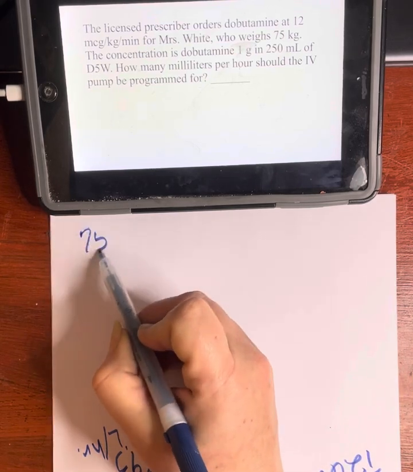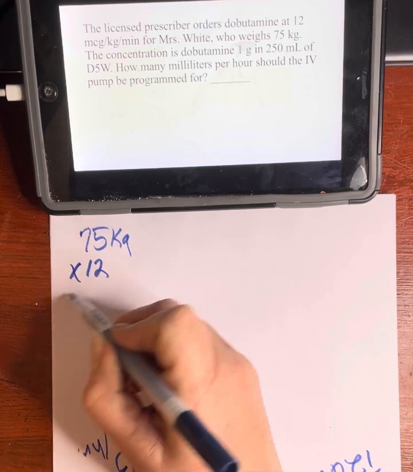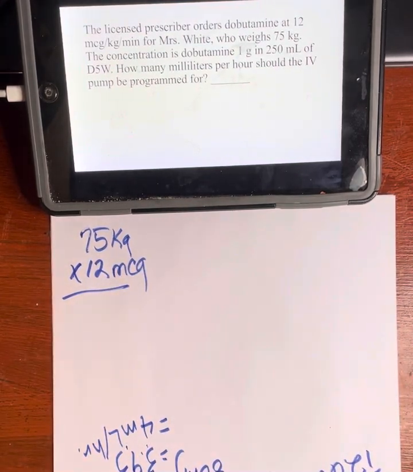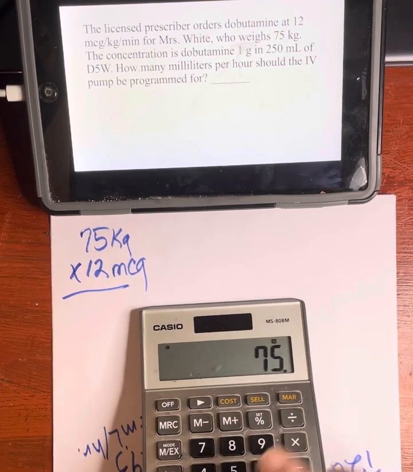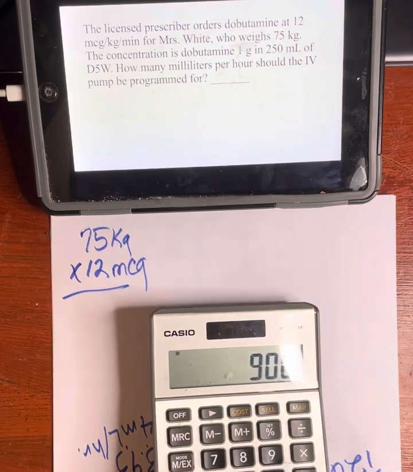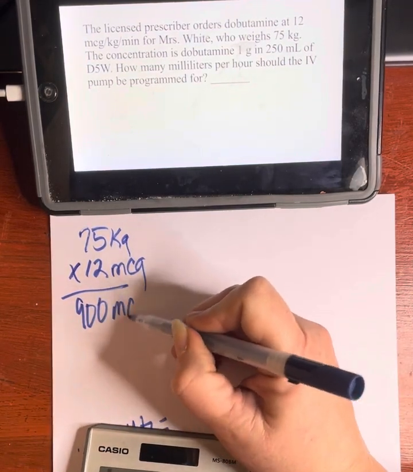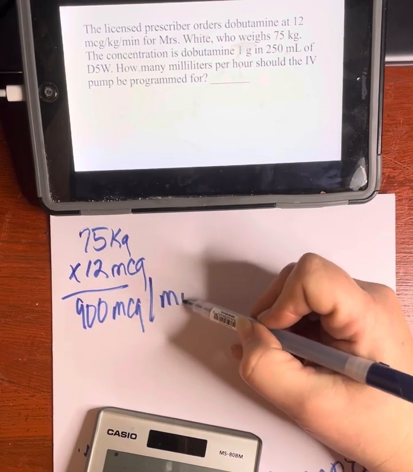So 75 kilograms times 12, and we're doing the math. That's what? Micrograms. Okay, come on, do it with me. Times 12 equals 900 micrograms per what? Per minute. Pay attention to that.